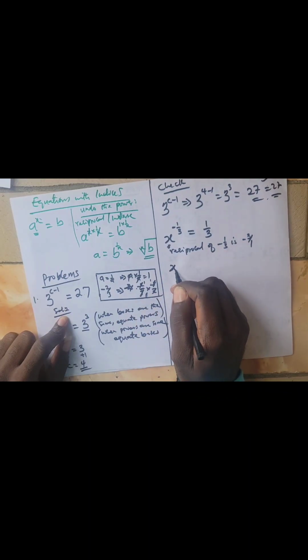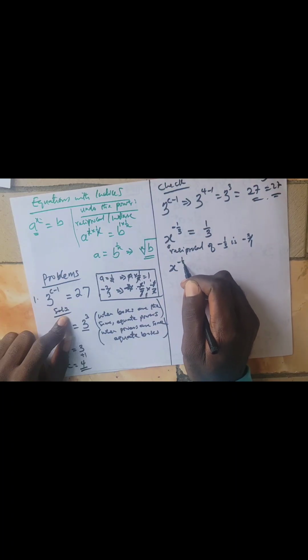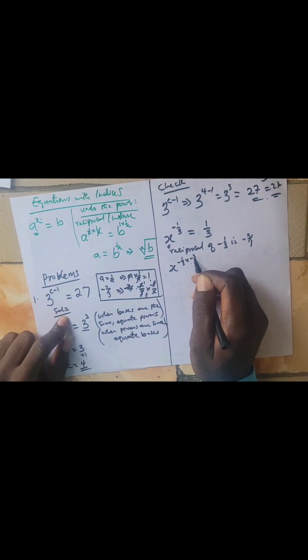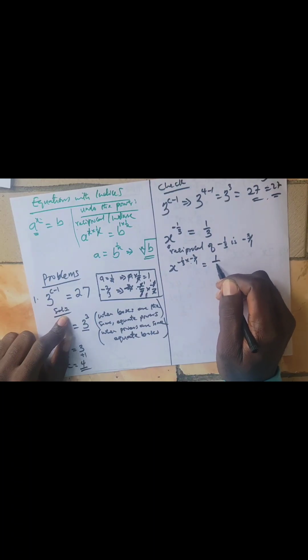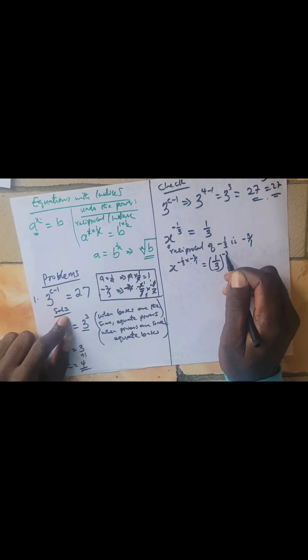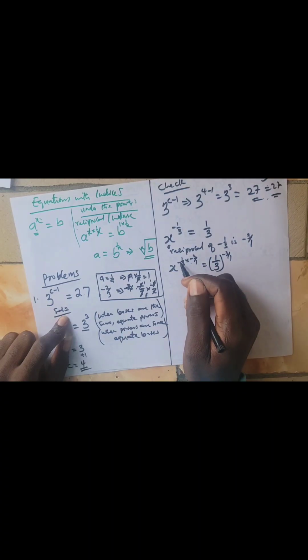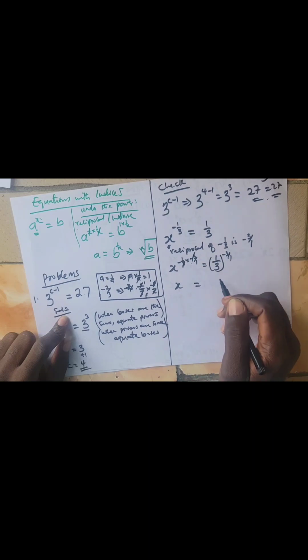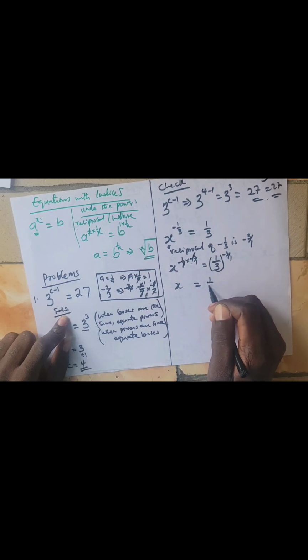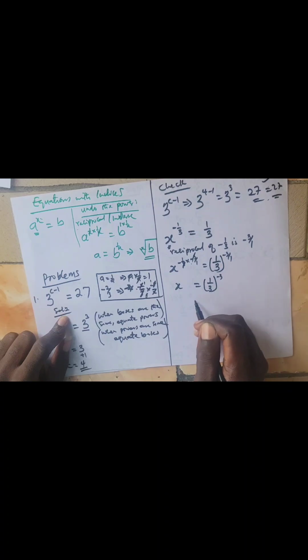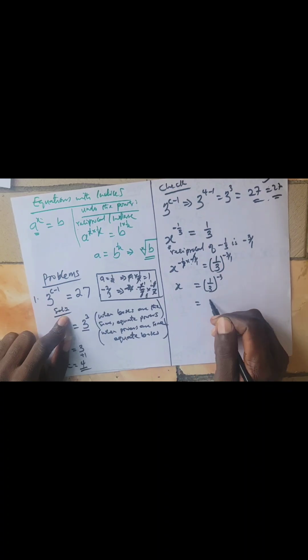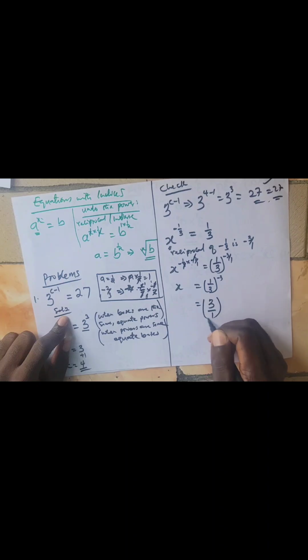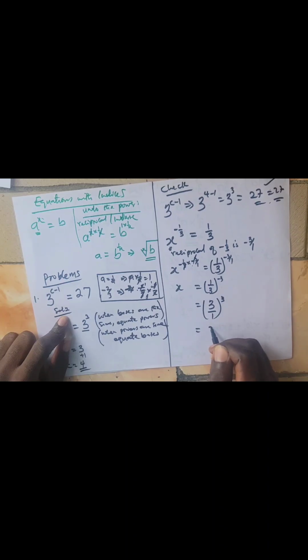So we have x raised to the power minus 1/3 times minus 3 over 1 equals 1/3 raised to the power minus 3 over 1. What do we have? Minus times minus is plus. So this x, 3 will cancel. x is equal to 1/3 raised to the power minus 3, which is what? Change it to positive index. 3 over 1 raised to the power 3, which is 27. 3 raised to the power 3 is 27.